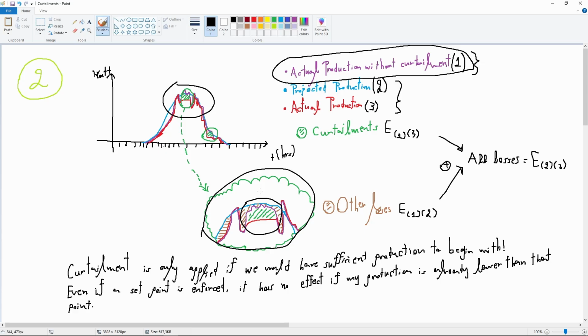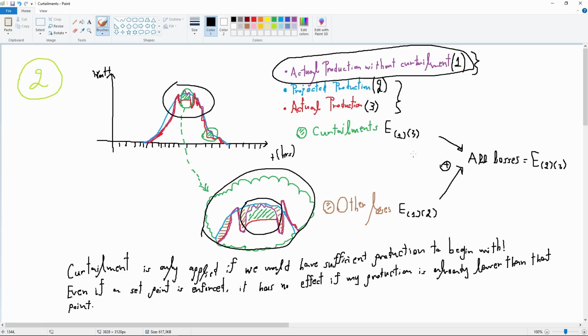So, this difference between the actual production without curtailment, this theoretical line, and the actual production, which is the red one, this surface area in between these two lines is the curtailment. And all the other differences between projected production and actual production without curtailment, all the other differences besides curtailments, are all the other losses.